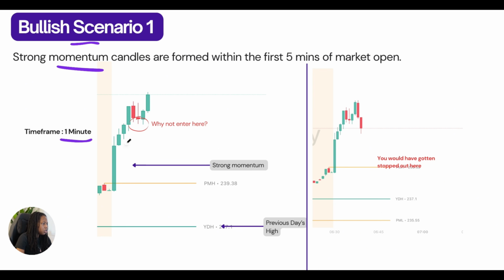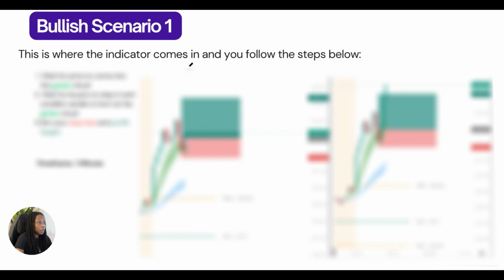So you're seeing the strong buying pressure and strong momentum, and you're probably wondering, okay, you saw the first pullback here, why not enter here? And now I'm going to show you this. If you entered this trade or chased this move, you would have gotten stopped out. And you're probably wondering, okay, so how do I then use this indicator? This is where this indicator comes in, and you have to follow these steps.